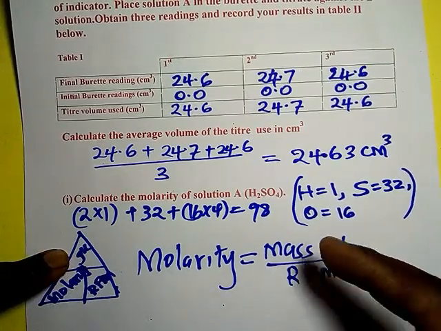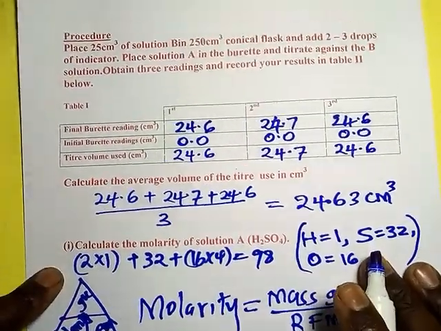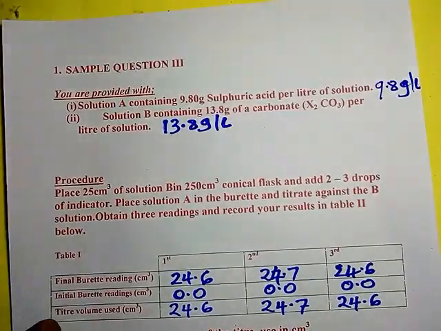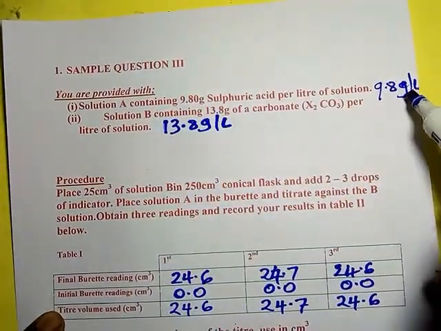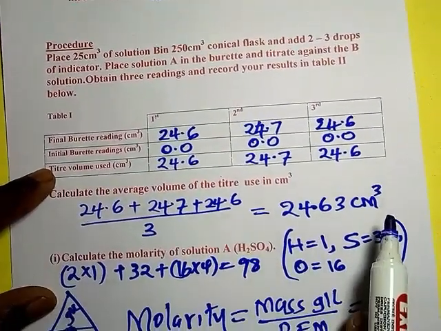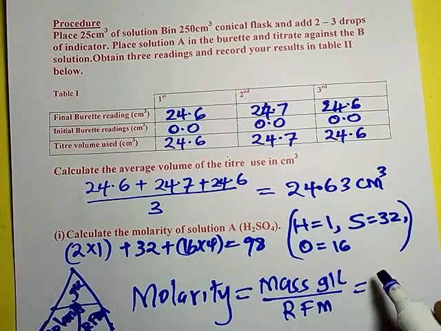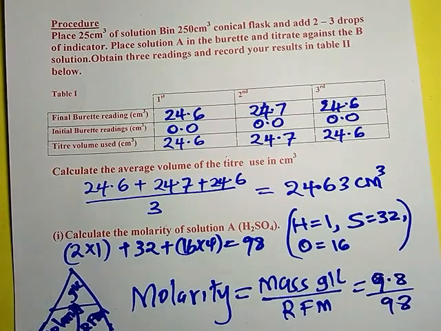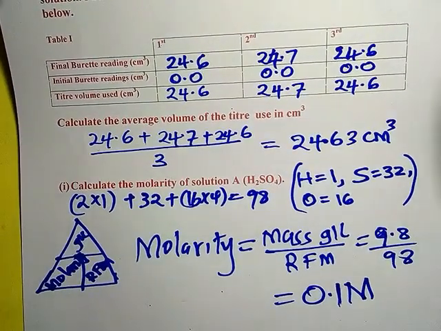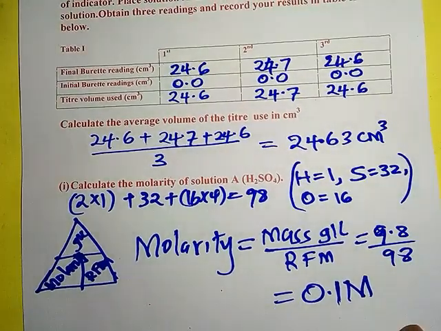Our mass in grams per liter for A, you go back to what you are provided with. We were provided with 9.8 grams in 1 liter, grams per liter. That's why it is important to note that. So for A, 9.8 divided by 98 gives us 0.1 capital M. So the molality of solution A, sulfuric acid, is 0.1.